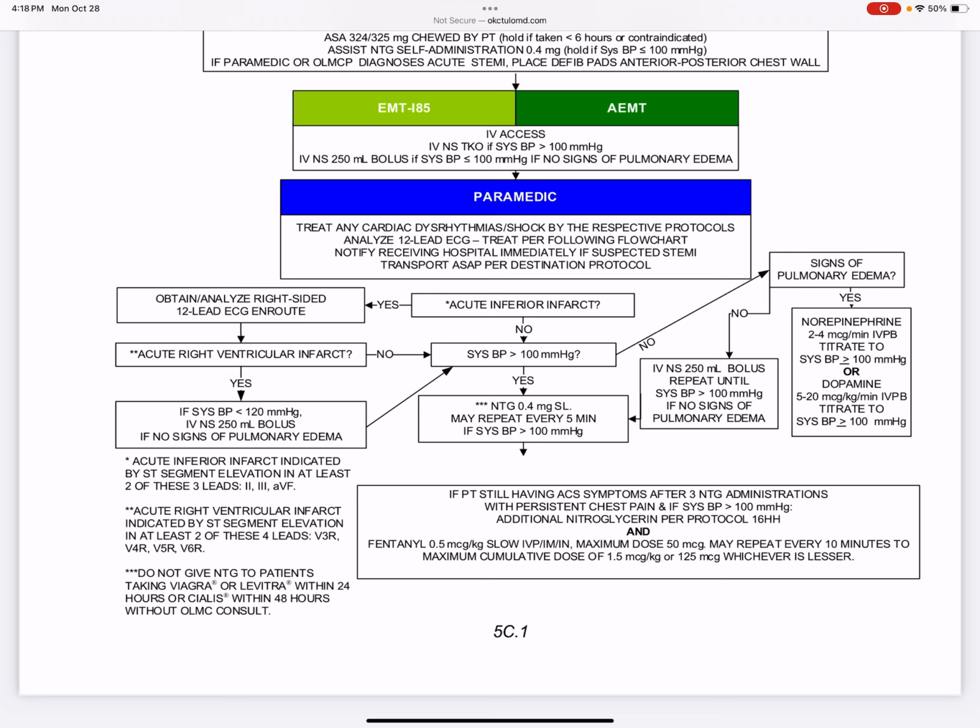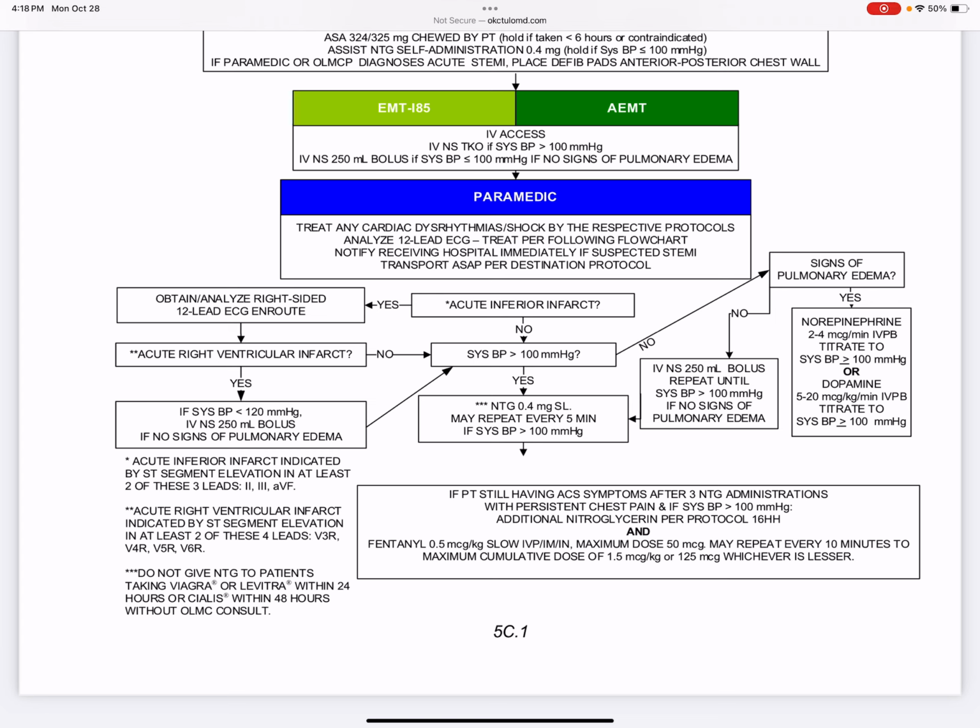If it's not an acute right ventricular infarct, then maybe we do give nitro as long as we have that IV. And then if their blood pressure is not hypotensive and they haven't taken the Levitra, Viagra or Cialis.